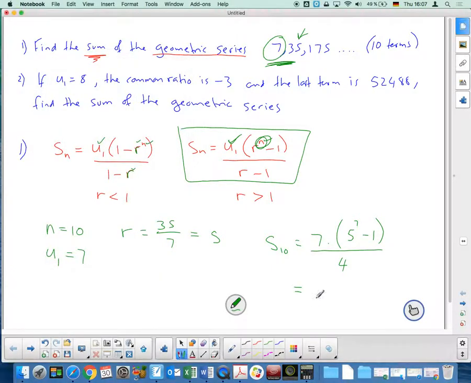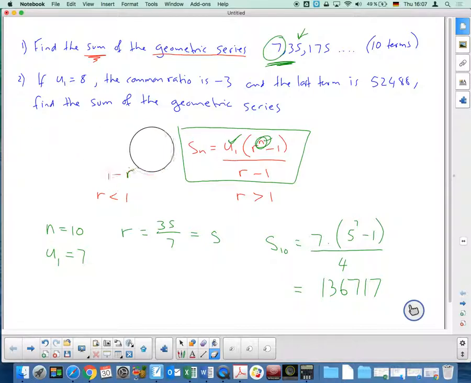So that then is the answer for the sum in that particular question. So it's just a basic list of numbers and you know the number of terms, and you just have to choose which of the formulas you're going to use. So let's look at question 2.